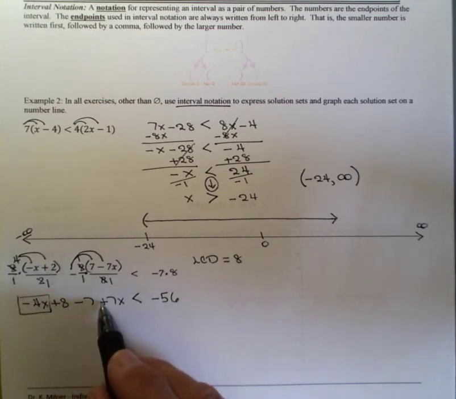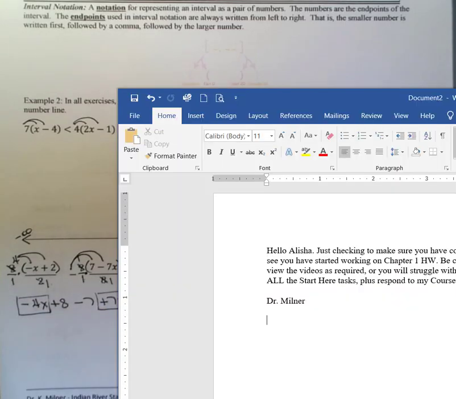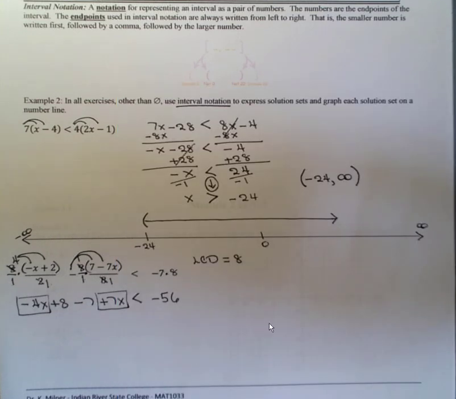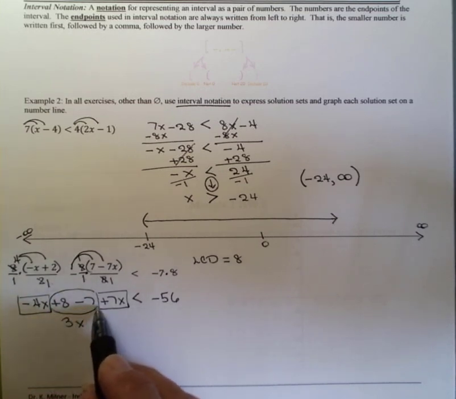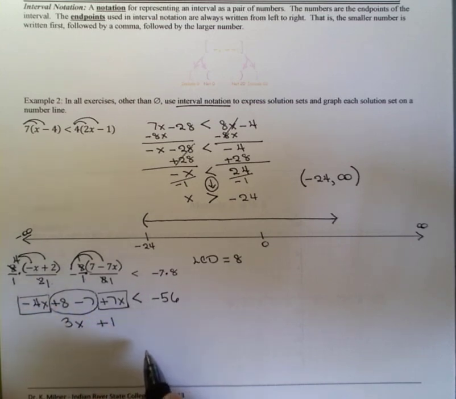Now let's just combine these like terms over here. I've got my variables. I have a negative 4x, and I have a positive 7x. Hang on just a second. Let me make sure I've got my screen working like it needs to be. There we go. I think that's right. So I've got my negative 4x, my positive 7x. When I combine them, I end up with a positive 3x. And then I've got these constants, or these numeric terms. 8 minus 7, well, that's just 1, plus positive 1.